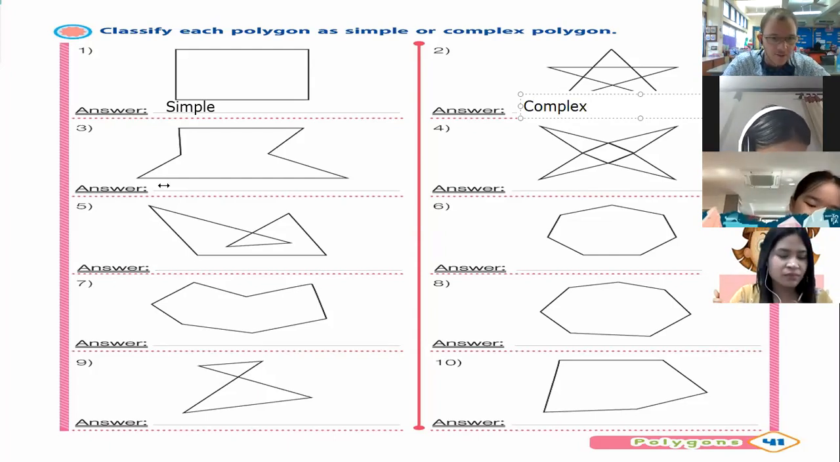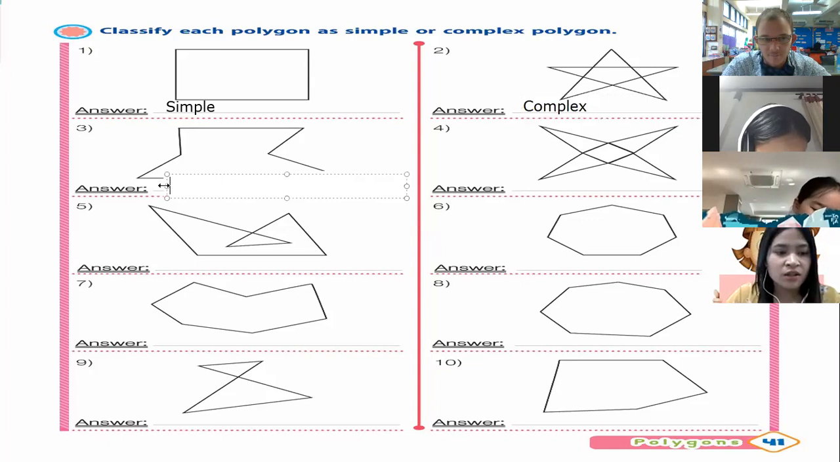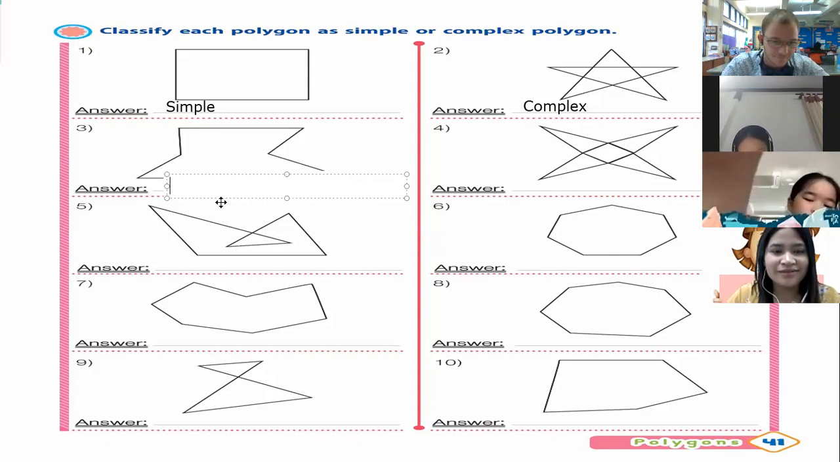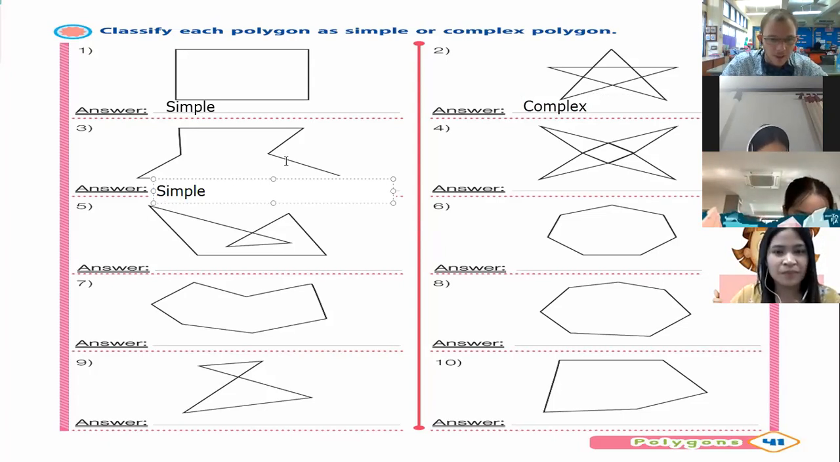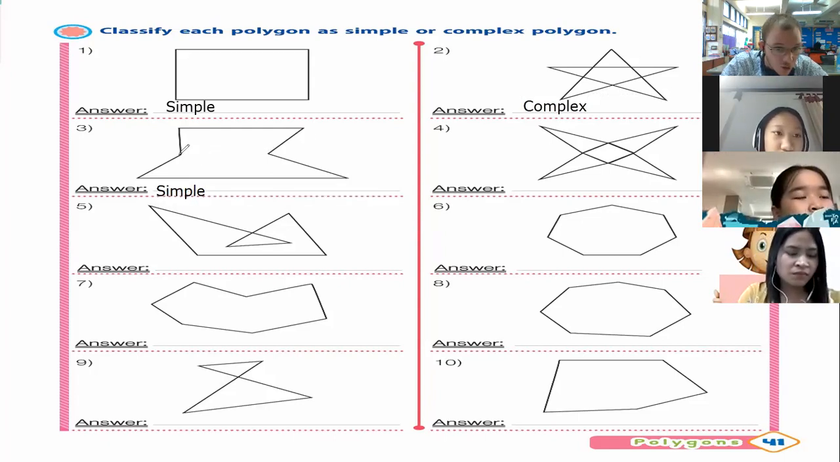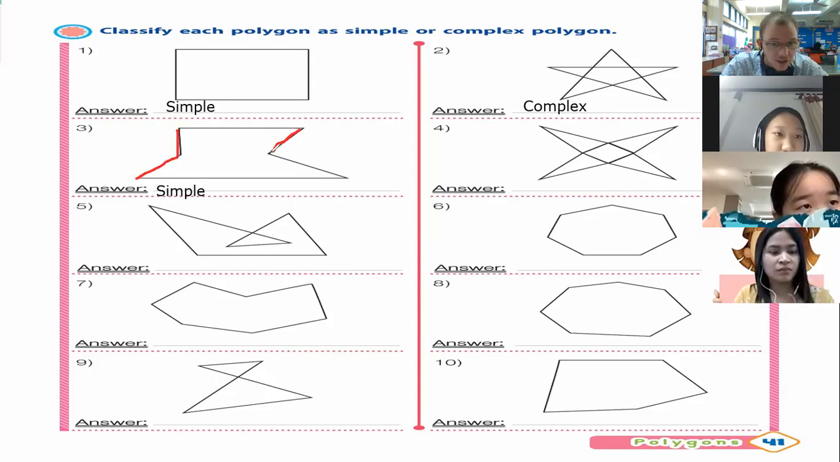How about number three? Now it's getting tricky. Number three, simple or complex? Take a guess. Simple. Excellent. Simple. Why is it not complex? It looks very complex, like a complex shape, but there's no line that is crossing. Even though the shape looks funny, no line is crossing. This is also a concave polygon. It has two angles pointing inside, so it's a concave polygon, but still simple.